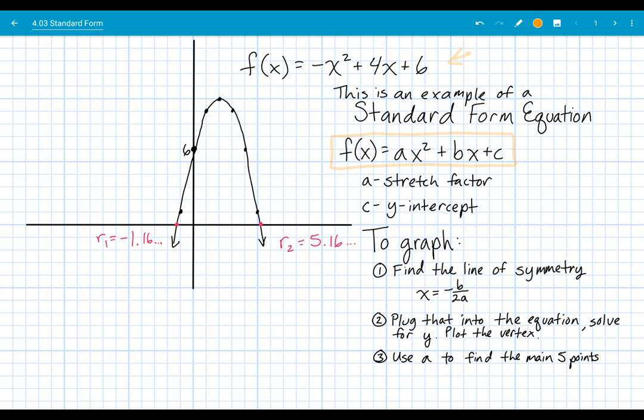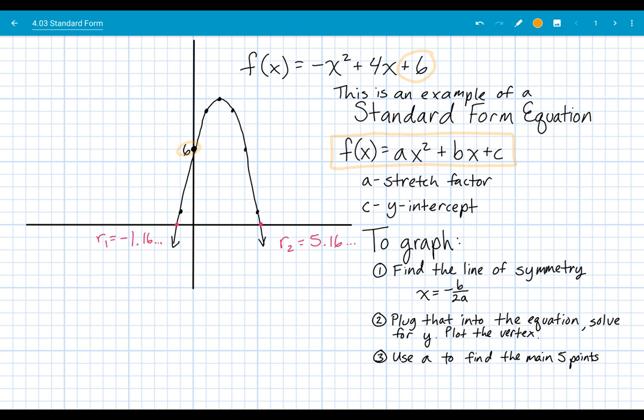Now, the only number you can take directly from the equation itself that is useful is this one right at the end, and that's the 6. And you can plot that point immediately. That is the y-intercept. But obviously, one point is not nearly enough to make a whole parabola, so you might have to do a little extra work with these ones.